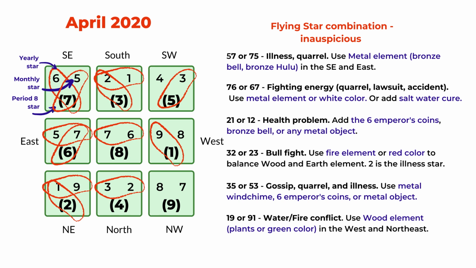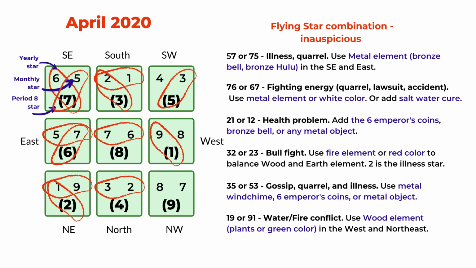And the next one is northeast. We have 1-9 and a 1-2 combination. The 1-9 is the water-fire conflict, just like in the west. And we can use a wood element, either real plants or the color of green, to balance the water and fire conflict. And for the 1-2 combination, it indicates health problem. We can use any metal objects to reduce the energy of the number 2 illness star. Or you can use a 6 emperor's coin here to raise the energy.